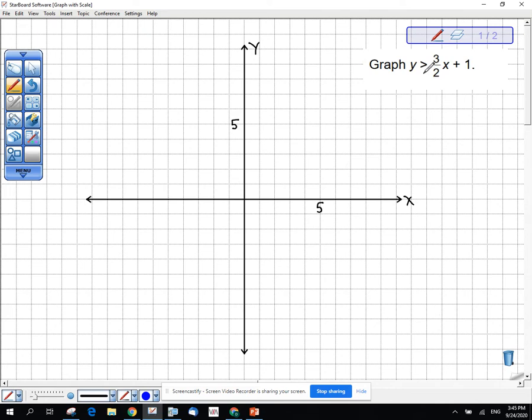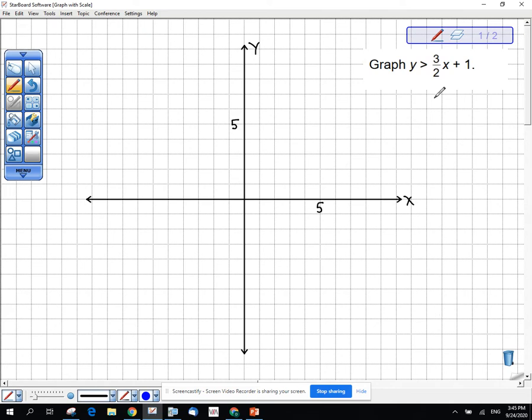Now here's the thing. Most of graphing a linear inequality is the same as graphing the line. There are a few extra things you have to consider. Number one, you have to consider whether it's greater than or equal to, less than or equal to. If it's or equal to, we're going to draw a solid line. If it's not or equal to, if it's just greater than or less than, then it's a dashed line. Okay. Secondly, we have to consider the shading.